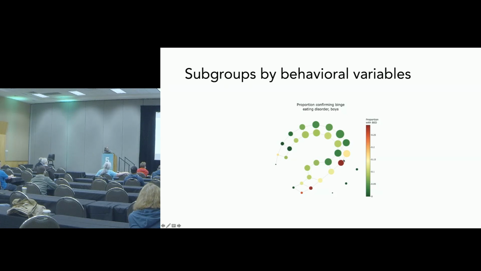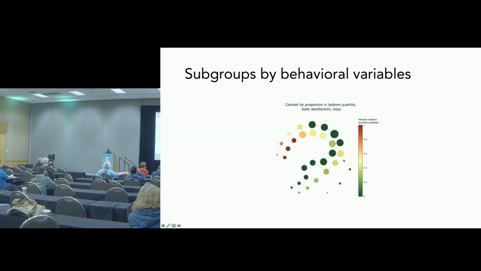So that's something to figure out. This is body dissatisfaction. And look, it's not the high BMI guys who are the most dissatisfied. It's the low BMI guys. And then you can go to most satisfied. These guys are most satisfied with their bodies. And they were just in the middle.